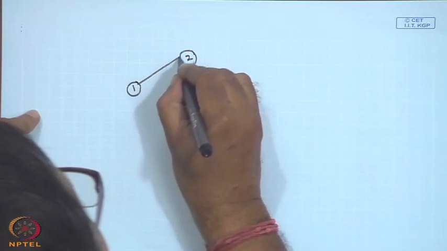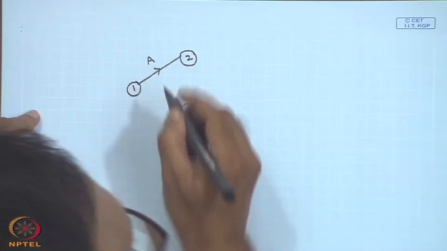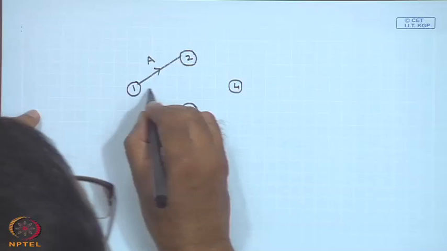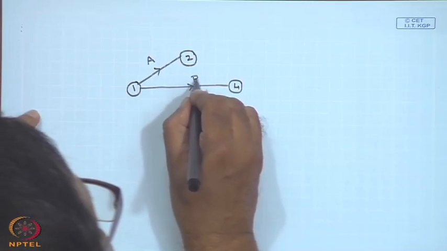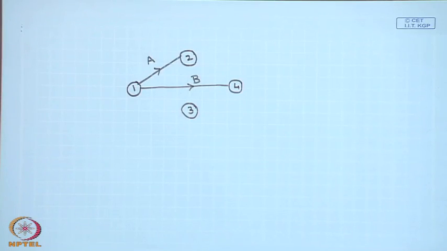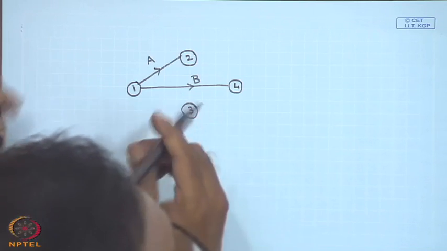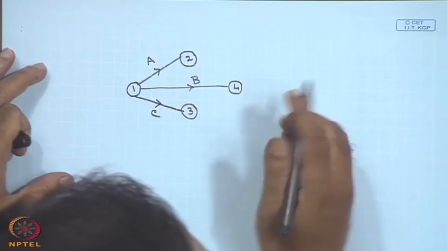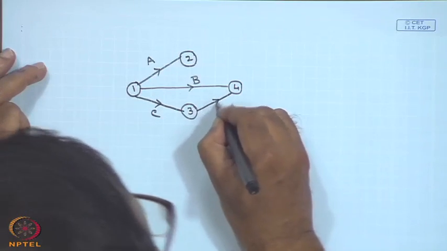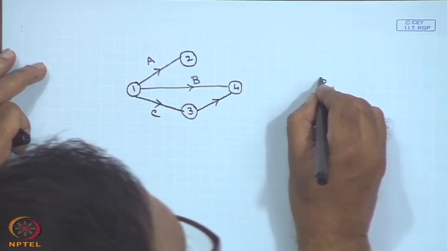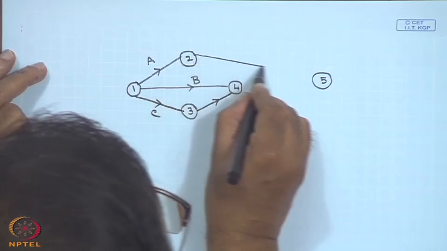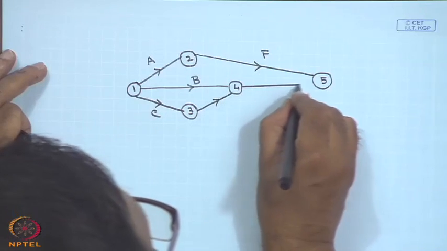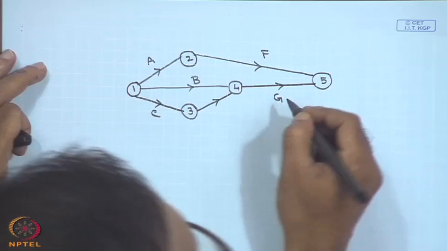You have this A, and you have this 4, which we denote as B, this is activity B, and this is activity C. From there one arrow will go over here, there is one activity 5, the activity will go from 2 to 5, this is F, and there will be another activity from 4, this is G.